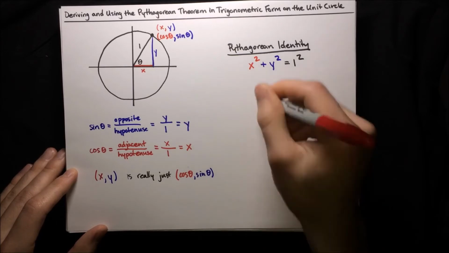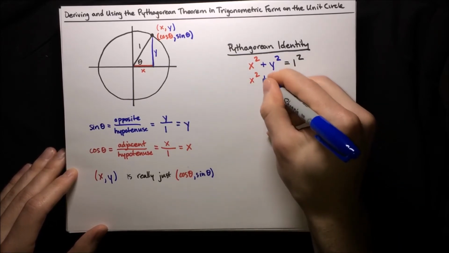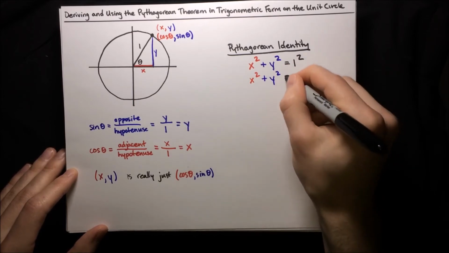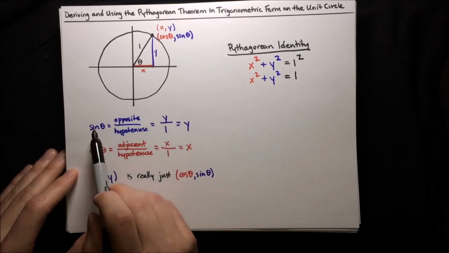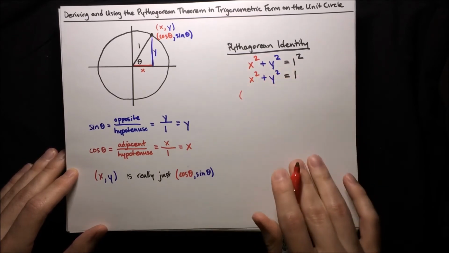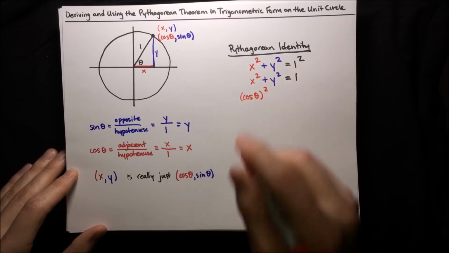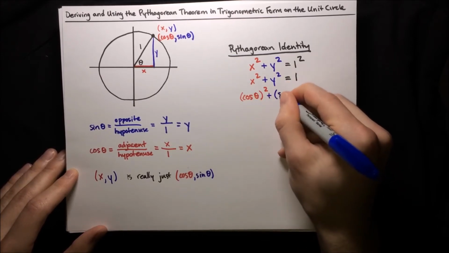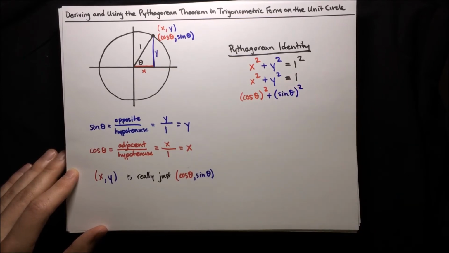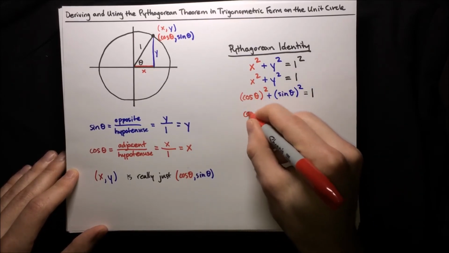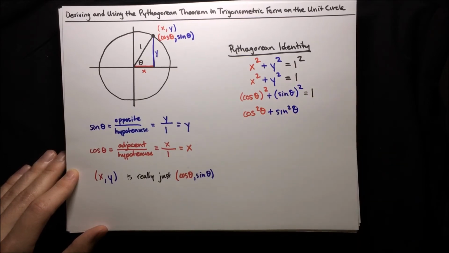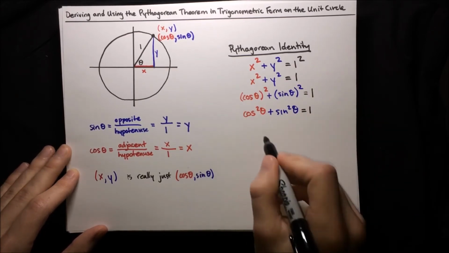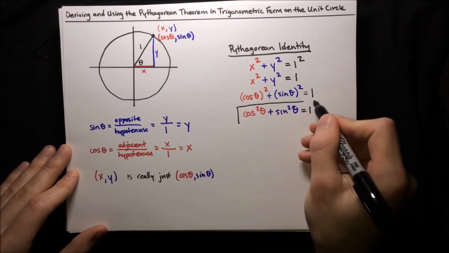So we'll just simplify that. So x squared plus y squared equals 1. And now we can go ahead and plug in for x and y. X is just cos theta and y is just sine theta. So let's do that. We've got cos theta squared plus y is just sine theta, and then we're squaring that, and that's equal to 1. And we can write it a little bit cleaner. Cos squared theta plus sine squared theta equals 1. There we go. There's our formula, the Pythagorean theorem in trigonometric form.